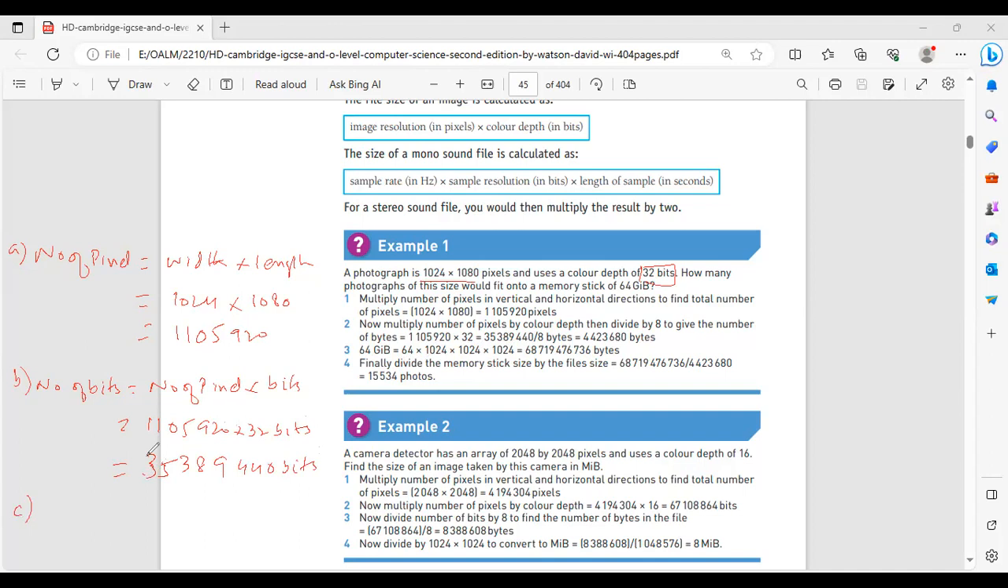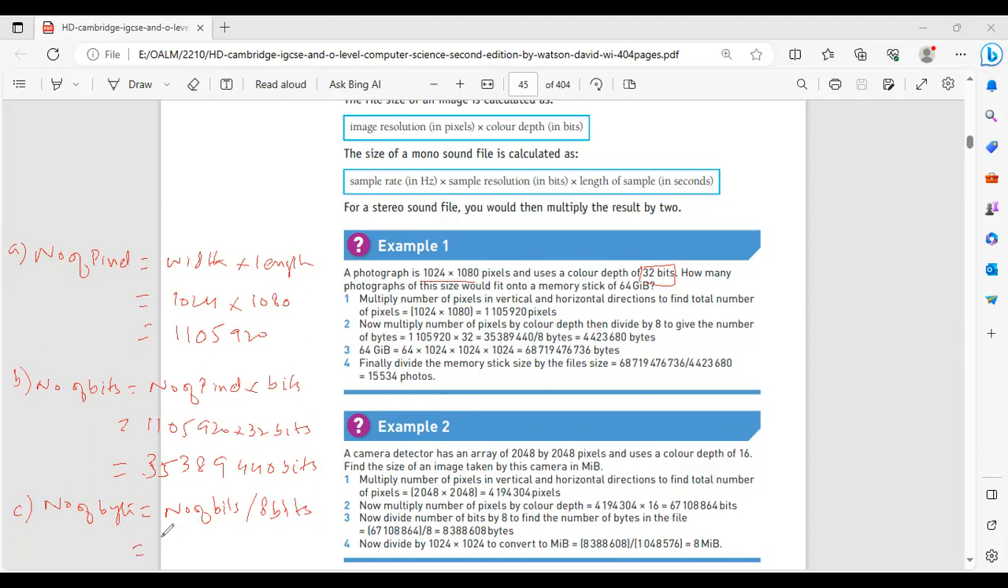Now you have to convert into bytes. Multiply the number of pixels by color depth, then divide by 8 to give the number of bytes. So the number of bytes is equal to the number of bits divided by 8. Going from lower to upper unit, you have to divide. One byte occupies 8 bits. That is why we divided by 8.